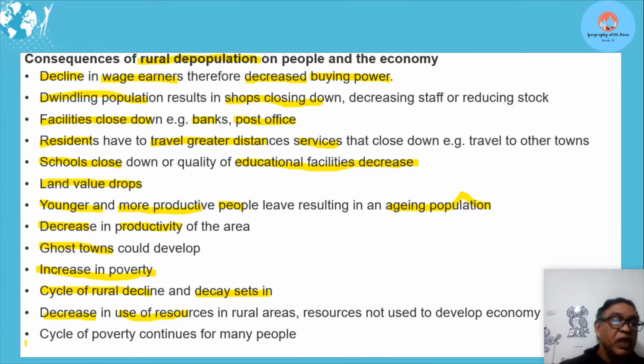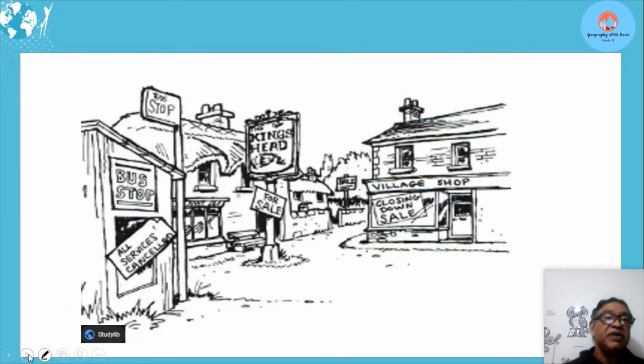Okay. The cycle of poverty continues. People get poorer and poorer because there's nothing to uplift their life. Father is poor, can't give better quality of life facilities to the child. Child stays poor, his child stays poor, and his child stays poor, and just continues. All right. These are some of the consequences of rural depopulation. Actually, very, very negative.